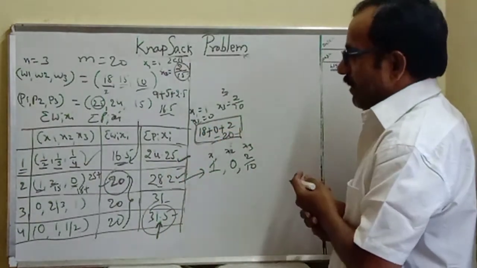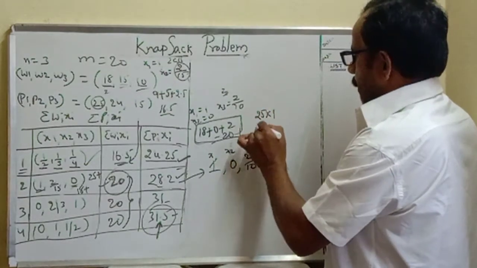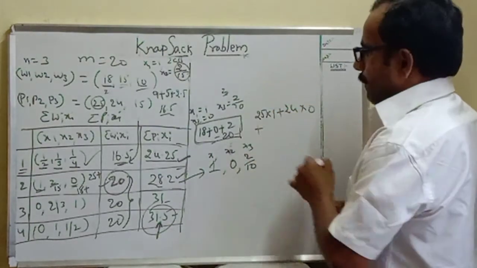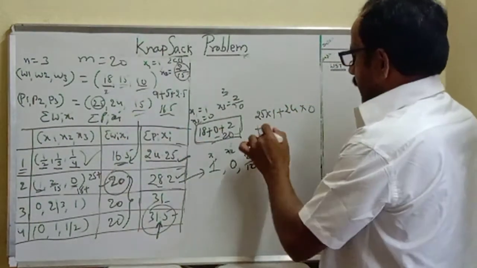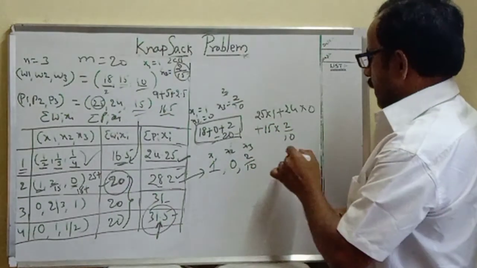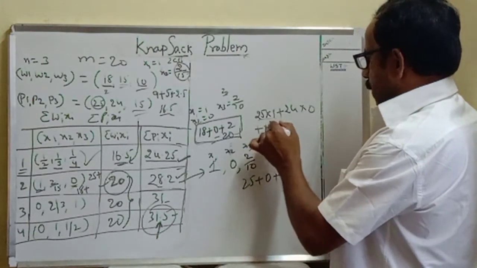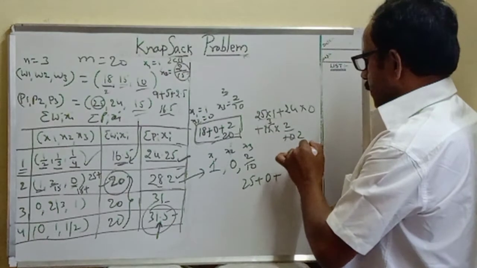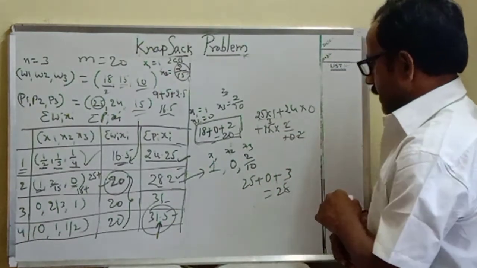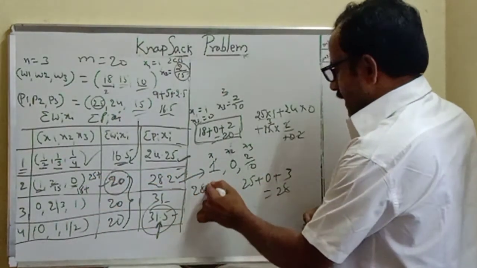Then how much profit we get? What is the first item profit? 25 into 1 plus 24 into 0 because we omitted it completely, plus what is the third item profit? 15 into 2 by 10. So 25 into 1, 25, plus 0, plus 3. So 28. Okay, one more solution. If we add that solution also, then we get 28 as the solution.